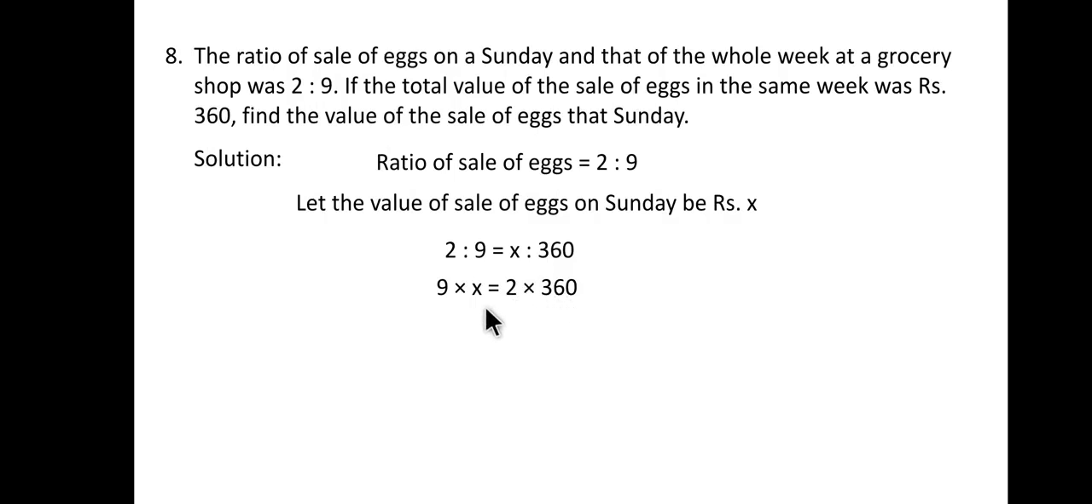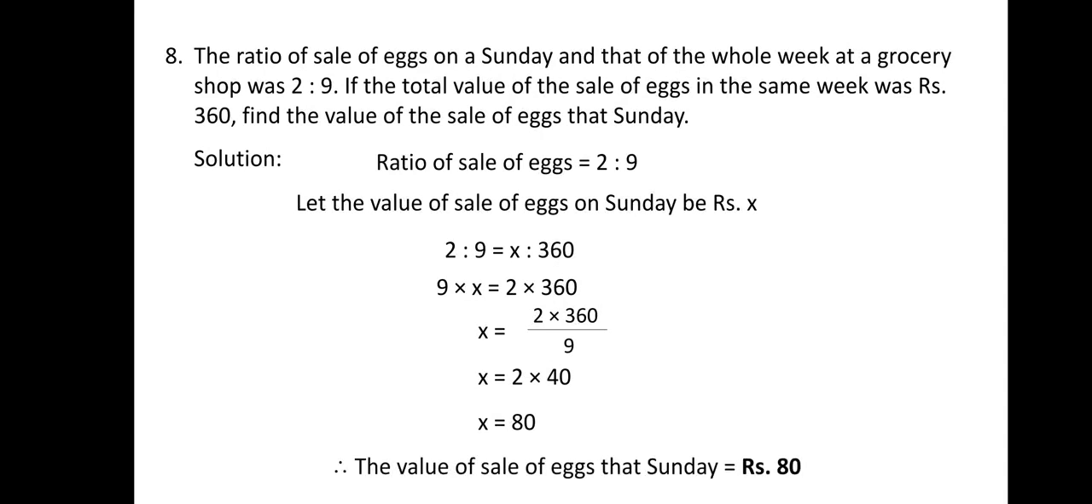Alright, so x is equal to 2 into 360 divided by this 9, which goes on the right hand side as denominator. 9 can cancel 360 40 times, so we have 2 into 40. 2 times 40 is equal to 80. Therefore, the value of x is 80, or we can say the value of sale of eggs on that Sunday is rupees 80.